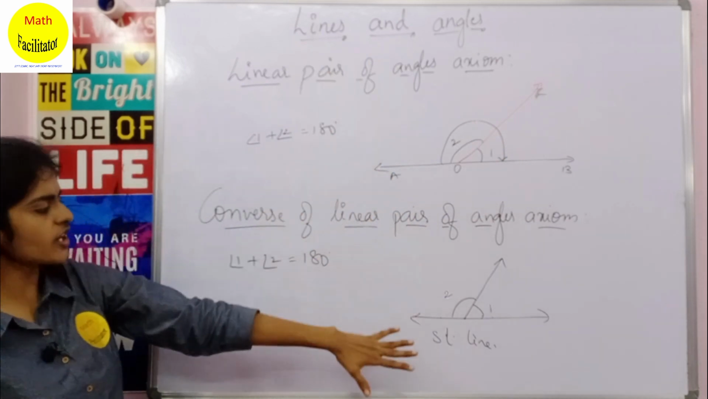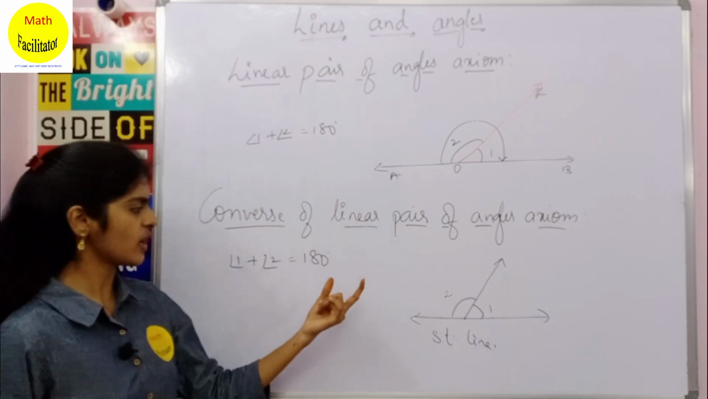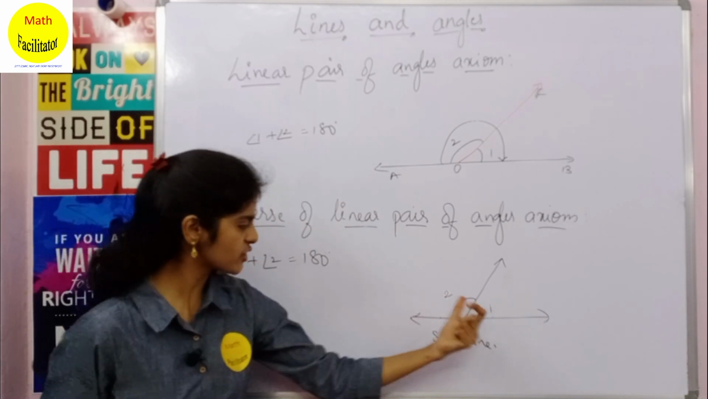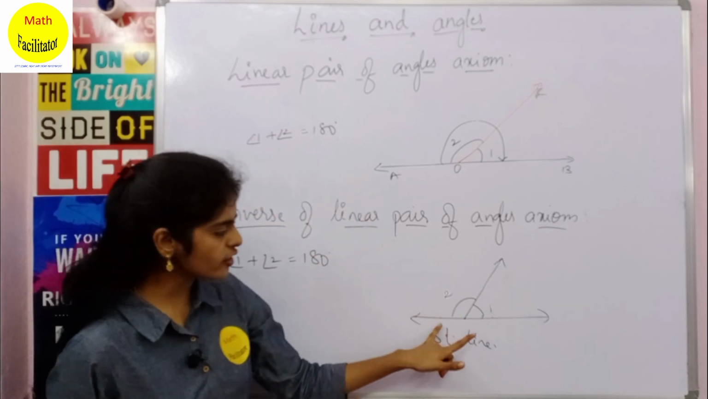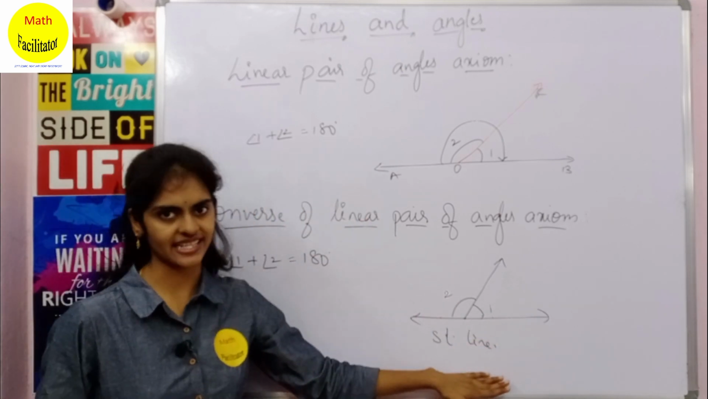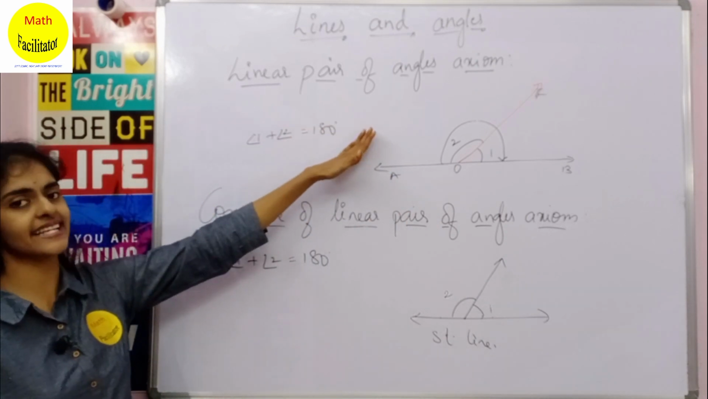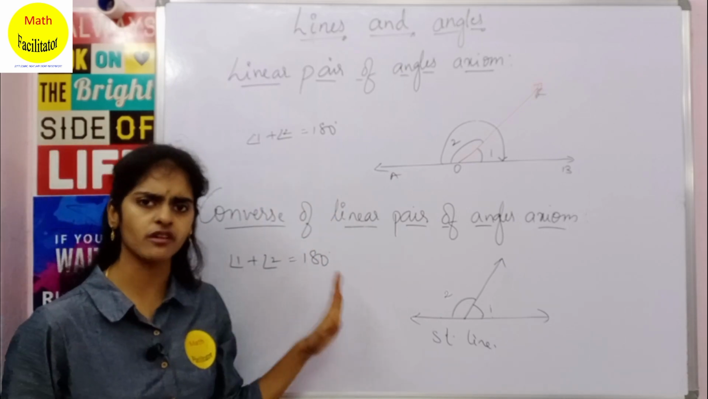Now you are learning that suppose you have something like this. You have a ray, you have two angles, and if the sum of these two angles is 180, then the non-common arms form a straight line. Clear? So this is the linear pair of angles axiom, and this is the converse of it. So we use these in solving our problems.